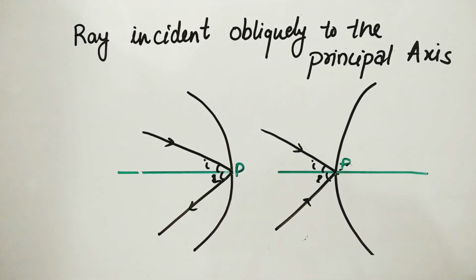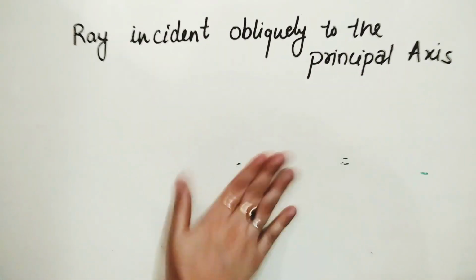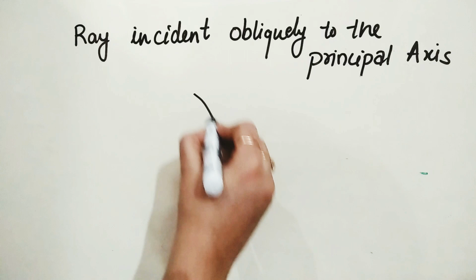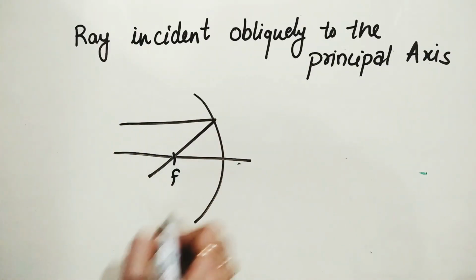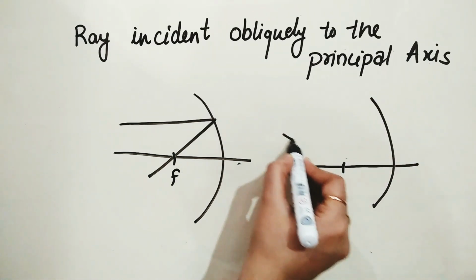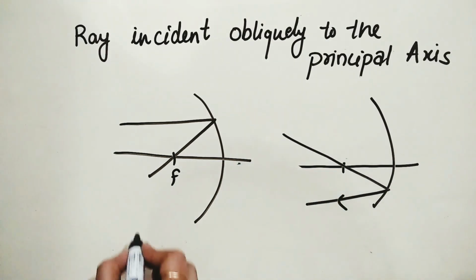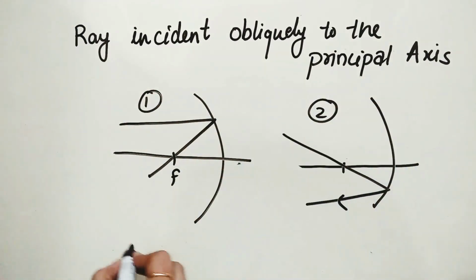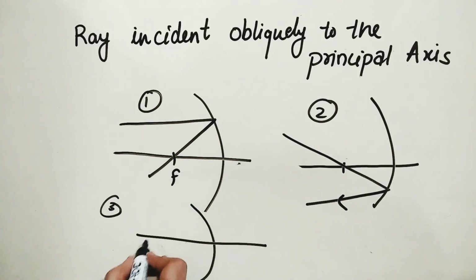So till now we have done the four rules. The first rule states that whenever a ray passes parallel to the principal axis, it will pass through focus. Second rule, whenever a ray is passed through focus, then it reflects parallel to the principal axis. The third rule: whenever a ray passes through the center of curvature, then it reflects back in the same direction.